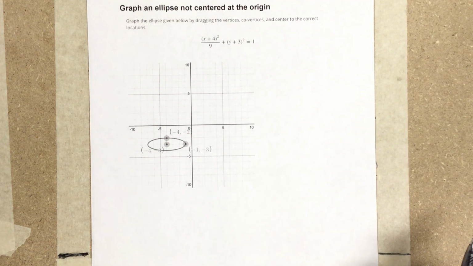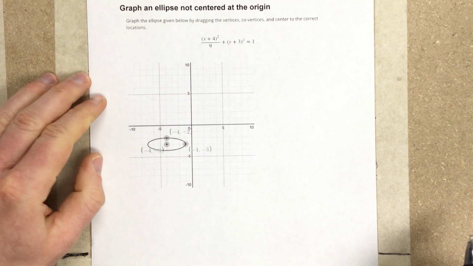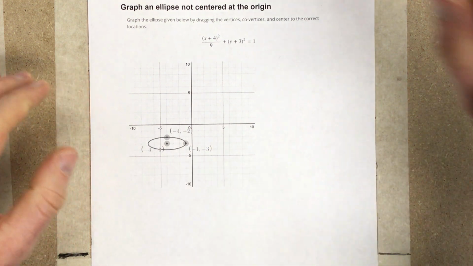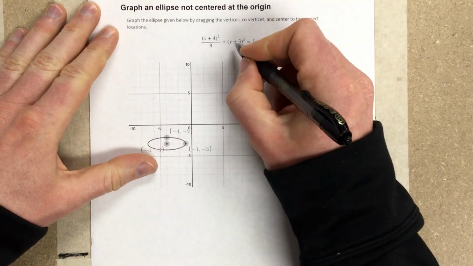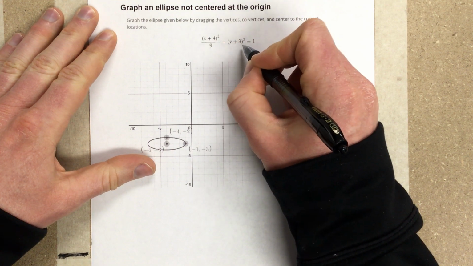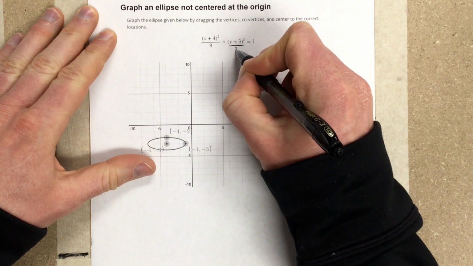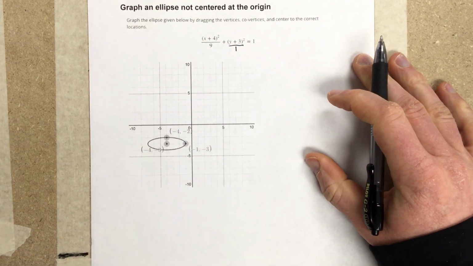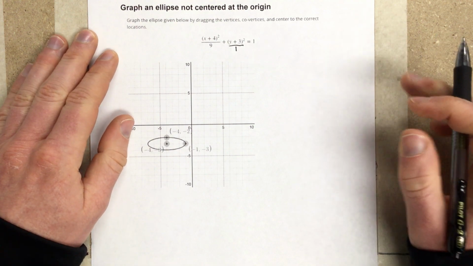In this video, we're going to graph an ellipse not centered at the origin. It says graph the ellipse given below by dragging the vertices, co-vertices, and center to the correct locations. Now they already have this graphed correctly here, but I want to show how they got there. So this equation is really (x + 4)² over 9 plus (y + 3)² over 1 equals 1. They just don't write the 1 because when you divide by 1, you get the same value as the numerator.